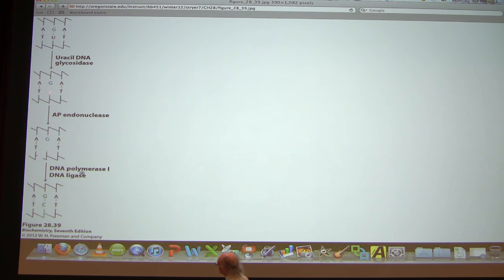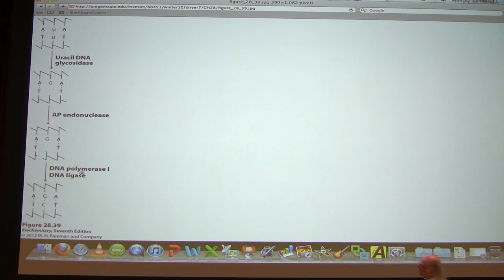Okay? That has been removed. There's no base at that point. There's a gap. Well, that gap is a signal to another enzyme to come in, open up a gap like we've seen before, and DNA polymerase comes in and fills it back in. All right? But this one differs in the first step, in that the offending base is actually removed from its sugar by, in this case, a uracil N-glycosidase.